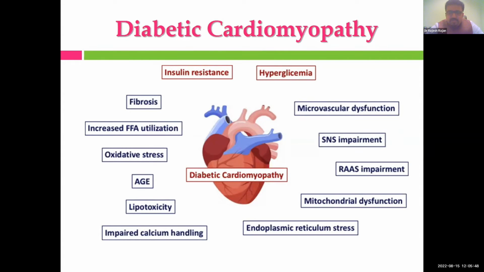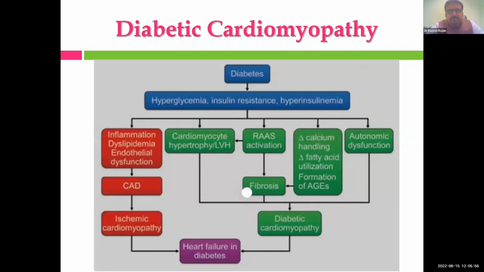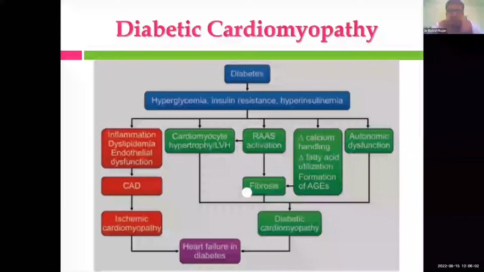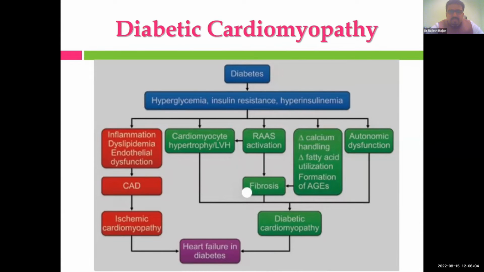So all these factors can affect the heart and ultimately set into diabetic cardiomyopathy. And because of this diabetes, as we already discussed, the effects of hyperinsulinemia, insulin resistance, and hyperglycemia, there will be inflammation, dyslipidemia, and endothelial dysfunction. All these three things can cause coronary artery disease and ultimately set in ischemic cardiomyopathy and develop diabetic cardiomyopathy.